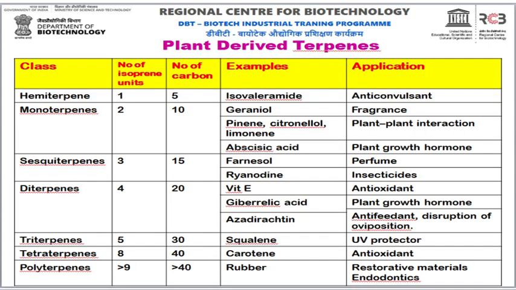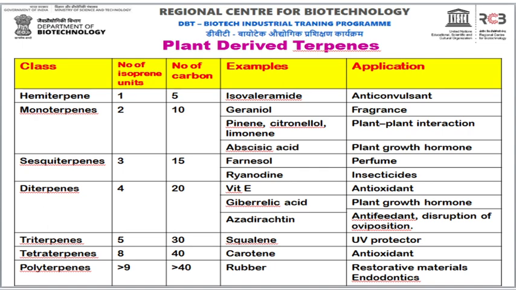Okay, so these are the plant derived terpenes which include hemiterpene, which has just one isoprene unit, monoterpene which has 2, and sesquiterpene which has 3, and diterpene which has 4, and triterpene which has 5, and tetraterpene which has 8, and polyterpene which has more than 9 isoprene units. Okay, and the example of monoterpene includes abscisic acid, which is a plant growth hormone.